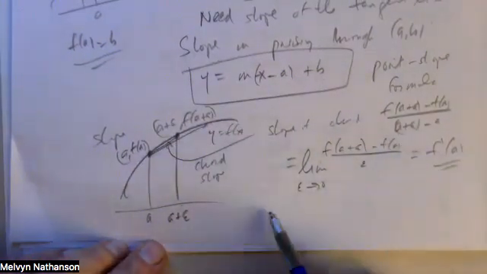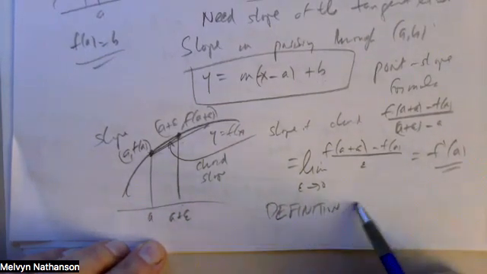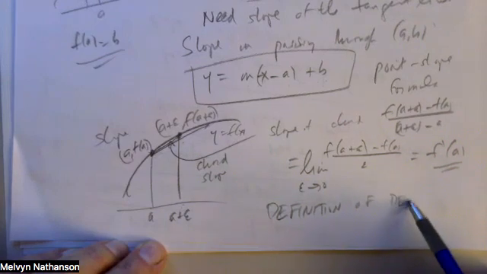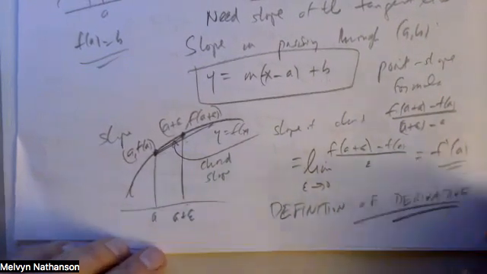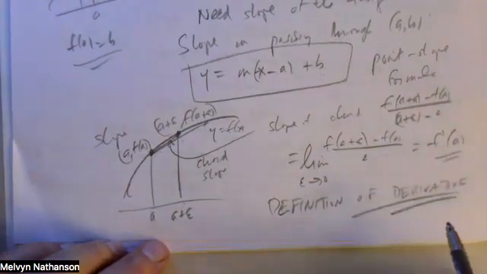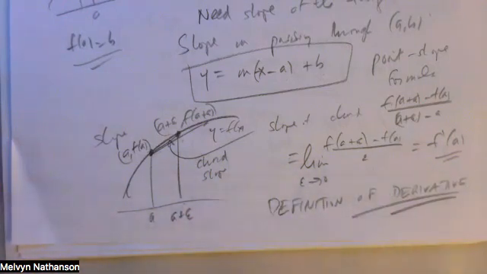So this is the definition of derivative. So this is what you learn at the very beginning of Cal 1. You have a limit. Now, the question is, what does this mean?